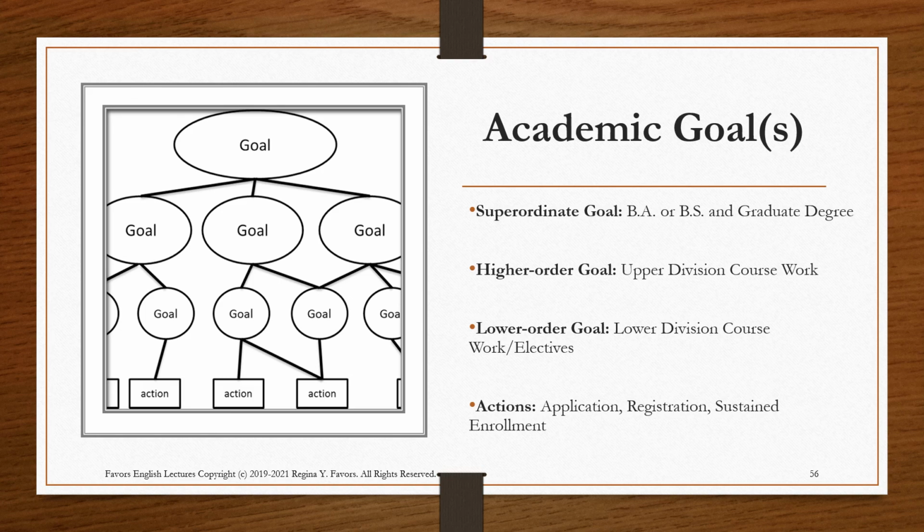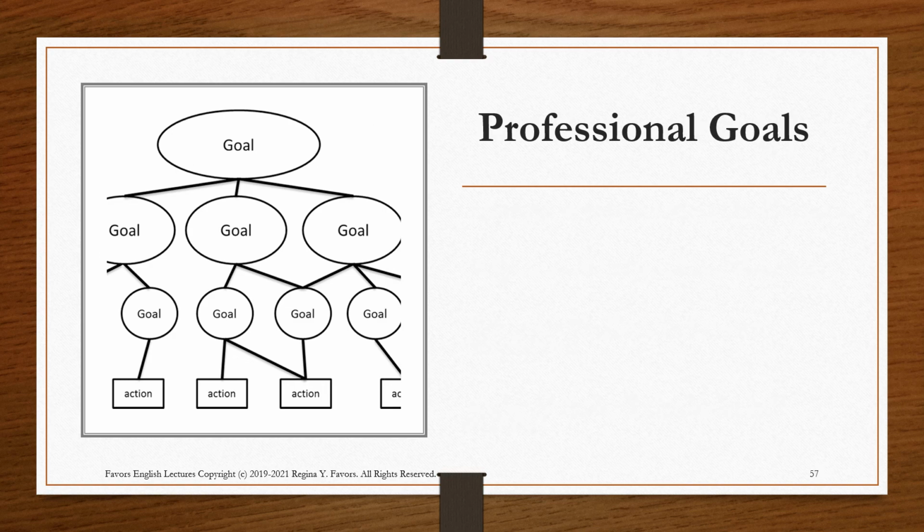But if the goal is to get a degree, you've got to set that as a very achievable goal, which it can be. And you may have to switch out your schedules. You may have to take an online course until you can get back on track. But don't stop. Keep that sustained enrollment. Keep that sustained registration. So let's look at professional goals.